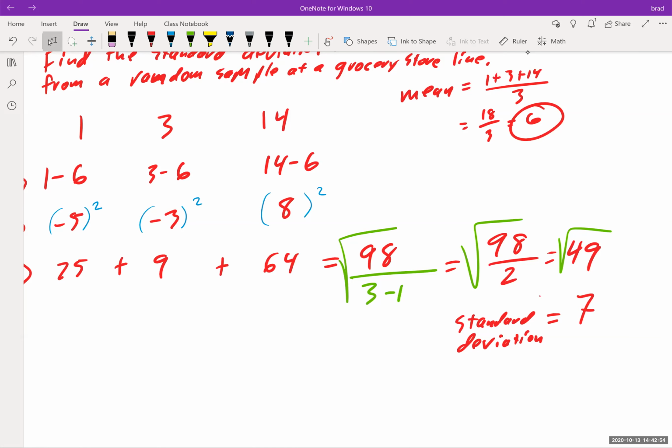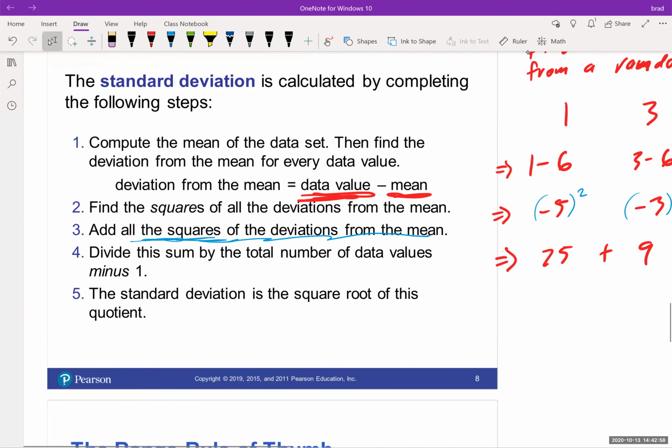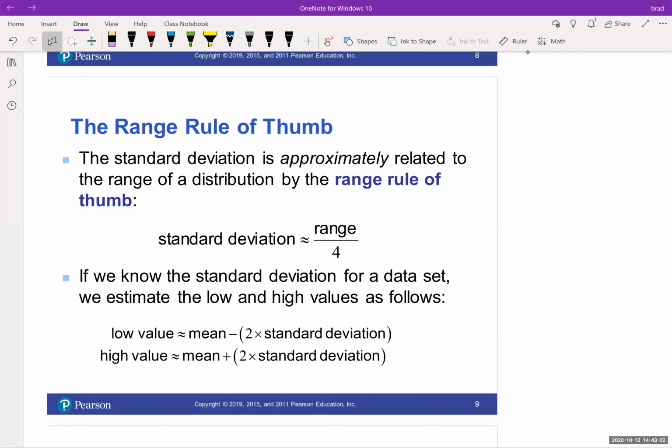So standard deviation is a way to talk about the data and its relative standing to the mean. Now the range rule of thumb: the standard deviation is approximately related to the range of a distribution. This is not something I use a lot in statistics. I've seen it in a psychology statistics book, but I try to use the rule of thumb of the mean plus or minus 2 times the standard deviation.